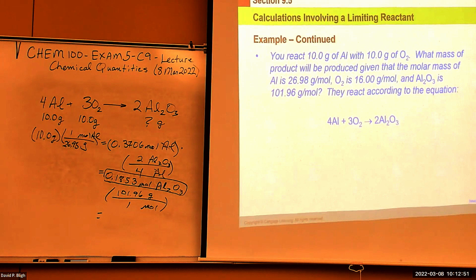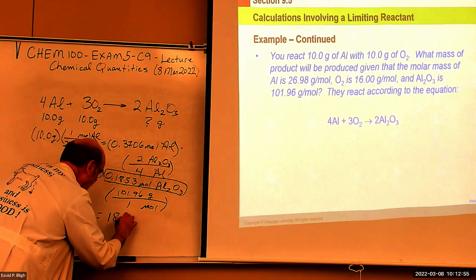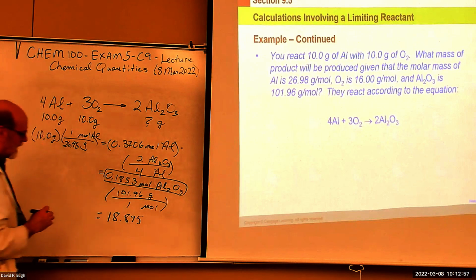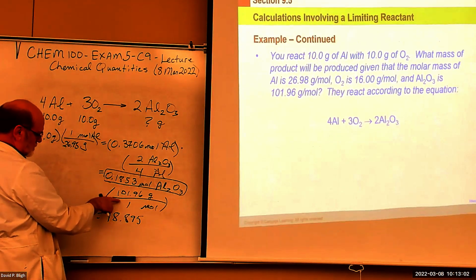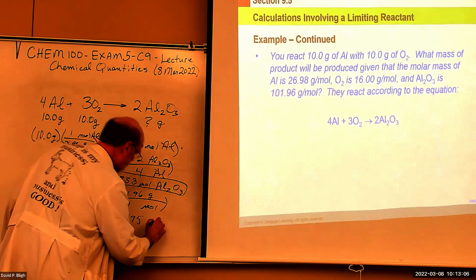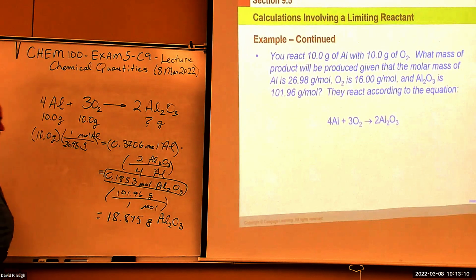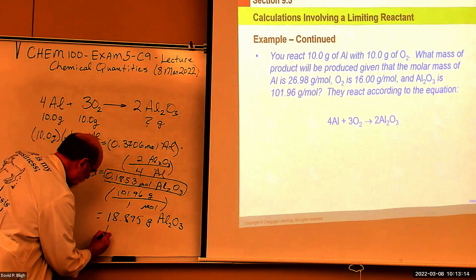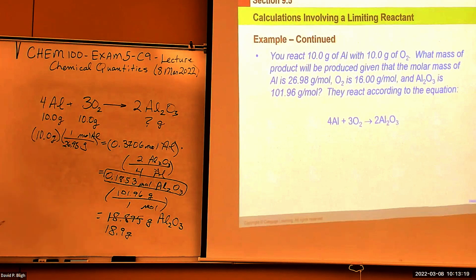And I get 18.895. Is that reasonable? That's about 2/10. Yeah, that's reasonable. Grams of aluminum oxide. And then we can round off to 3 places. So it's actually 18.9 grams of aluminum oxide.